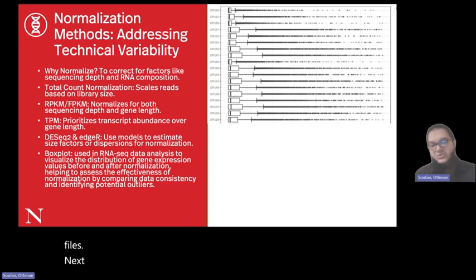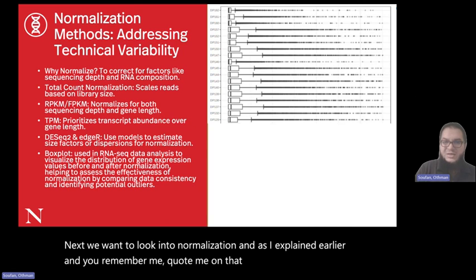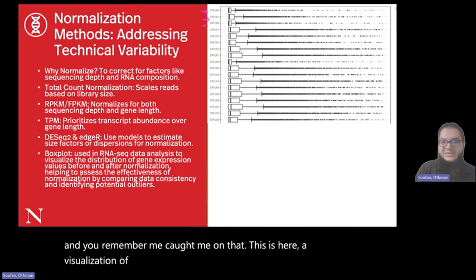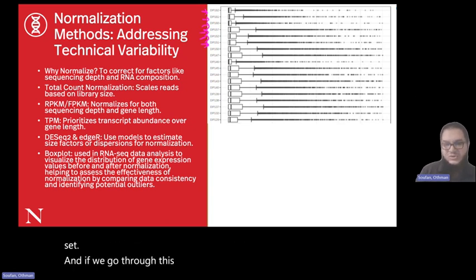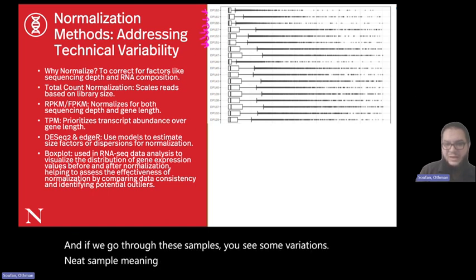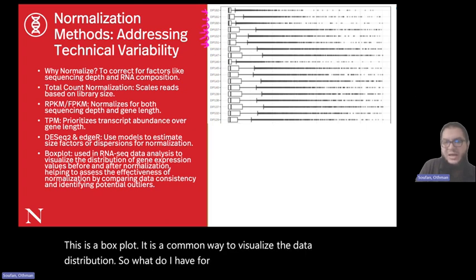Next, we're going to look into normalization. And as I explained earlier, quote me on that, this is a visualization of raw data as is. This is an example for one data set. If we go through these samples, you see some variations in each sample. This is a box plot, a common way to visualize the data distribution. So what do I have for one sample here? I have the reads or transcripts of all genes.